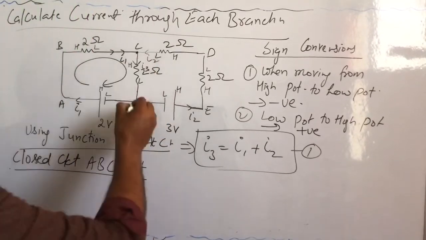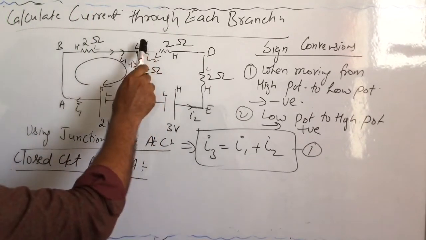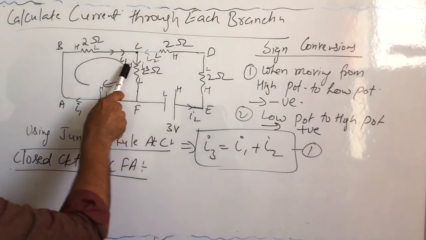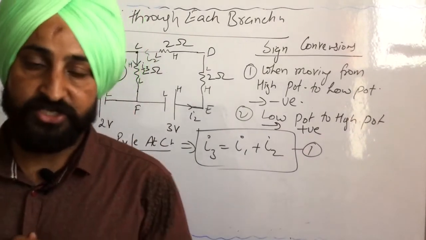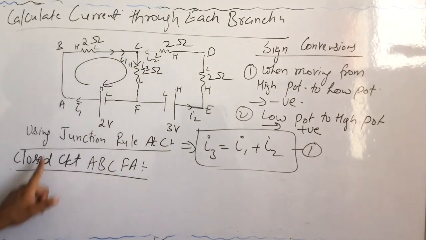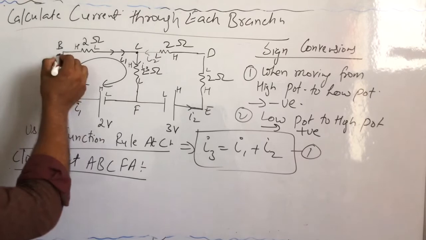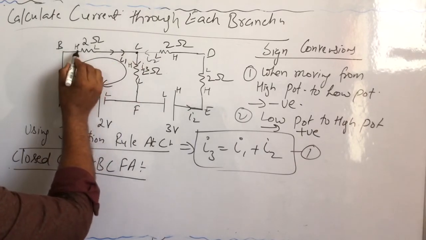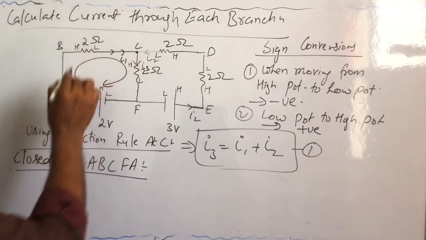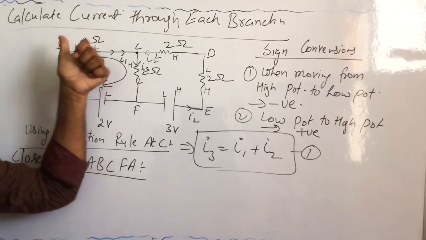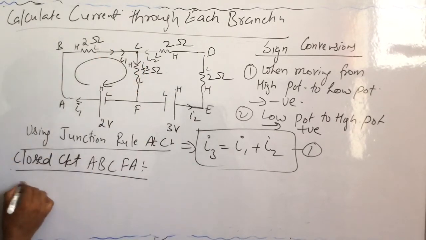So in this arm CF, current is moving from C to F, so H over here and L over here. These are the notation. Now let us apply this rule in this closed circuit ABCFA. Now A to B we have no resistance. Here to here we are actually moving from H to low. We are moving from high potential to low potential. I must take negative sign over here.